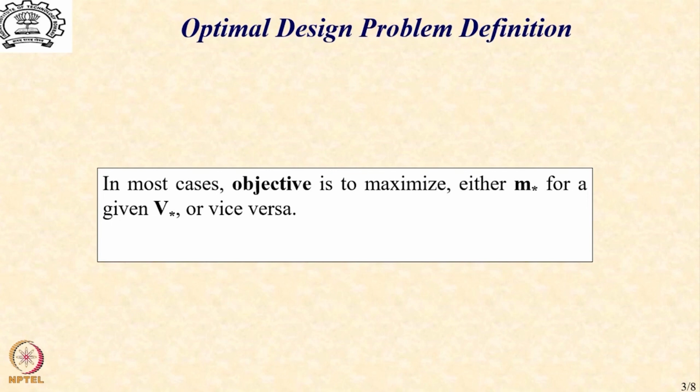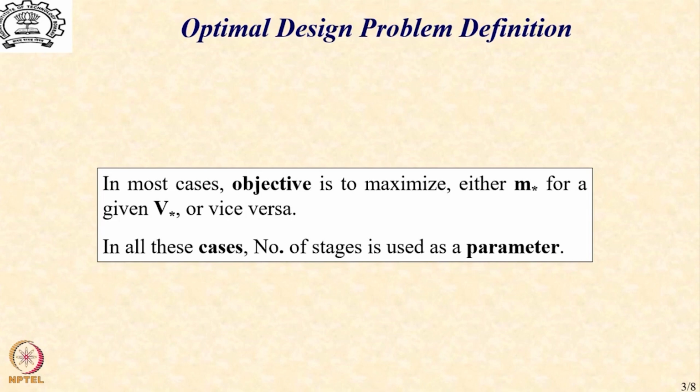Now, we have already mentioned that we would either like to maximize the velocity for a given payload mass or maximize the payload mass for a given velocity. These are going to be our formal design objectives for designing a multi-stage rocket.